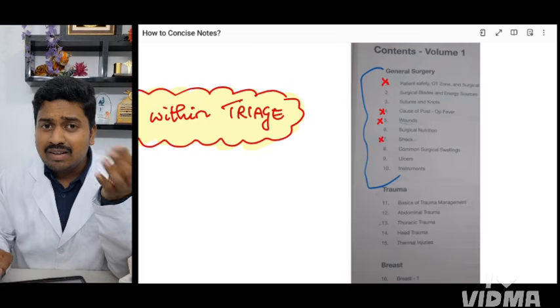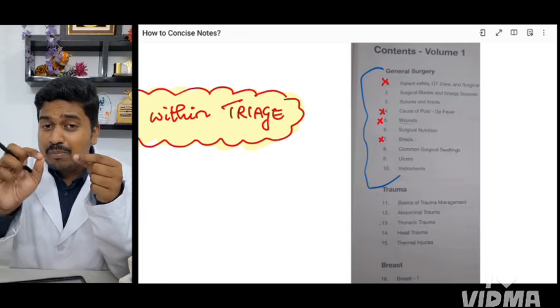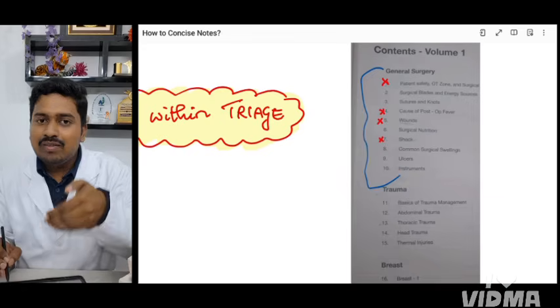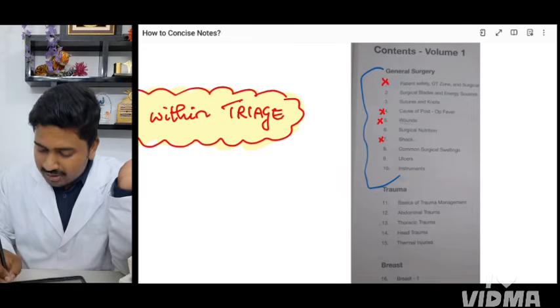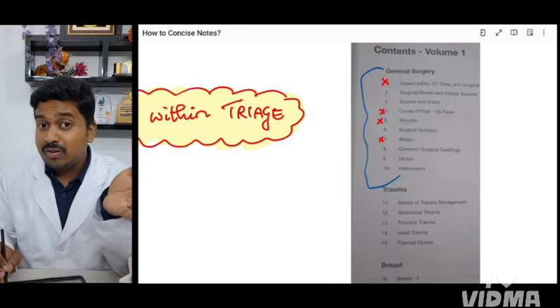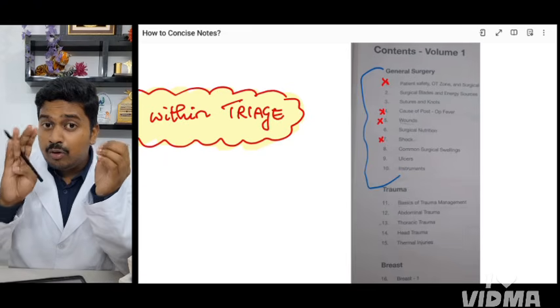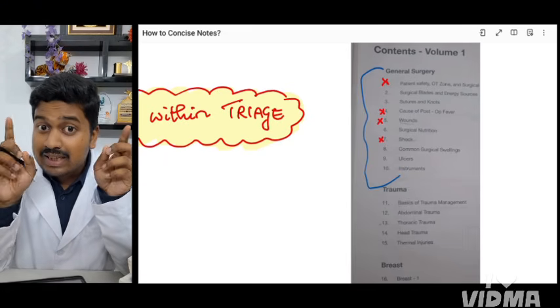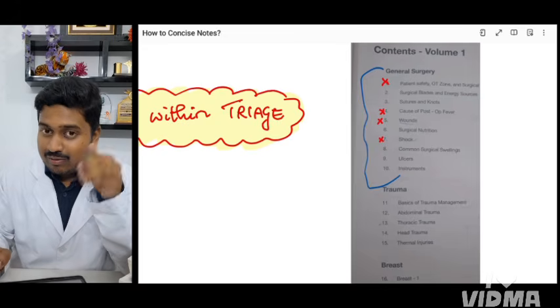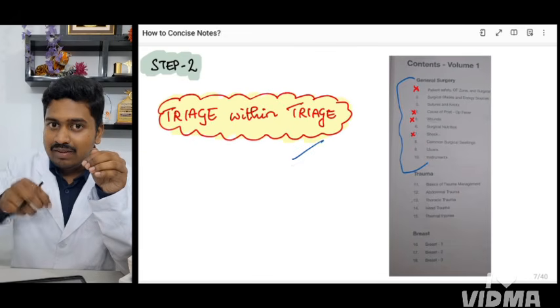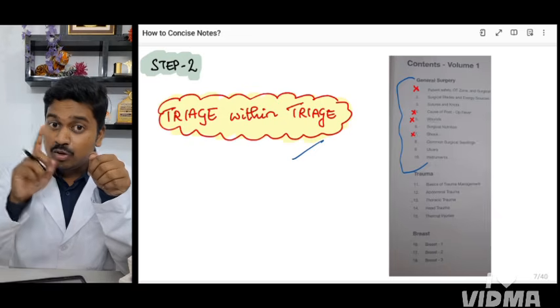Causes of post-op fever. It will hardly take you 1 minute to just go through important post-op fever causes, so not required. Third is wounds. You will already be studying wounds under pathology, so it's a repetition topic. Shock. Again, you'll study it in medicine, in pathology, in pediatrics, so no point in studying it in surgery. So 4 topics we have effectively excluded from just general surgery, okay? So what it will do is, basically in this triaging within triage, you will remove topics from within a topic which are less important, and second, those which are repetitions.